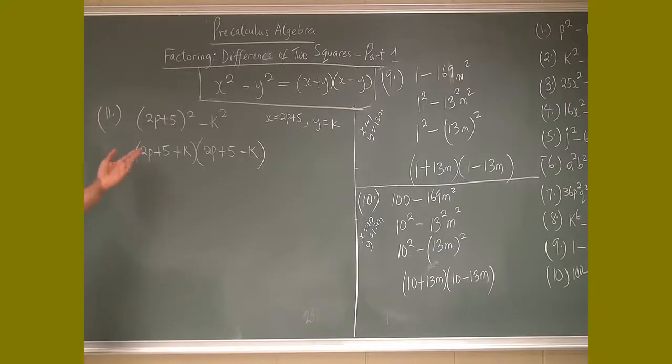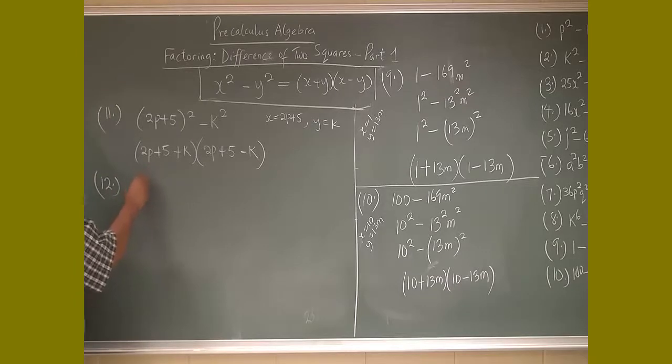Yeah. You can write it this way if you like: 2p plus k plus 5 times 2p minus k plus 5. That is if you want to get the variables together and then the constants. But this is good like this. Another answer you could give is 2p plus k plus 5, then 2p minus k plus 5. Still correct.